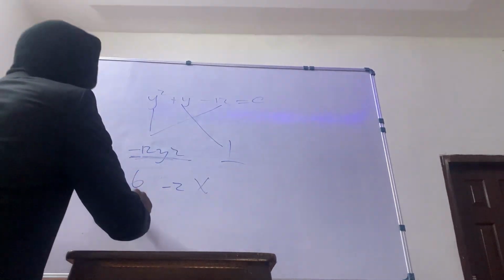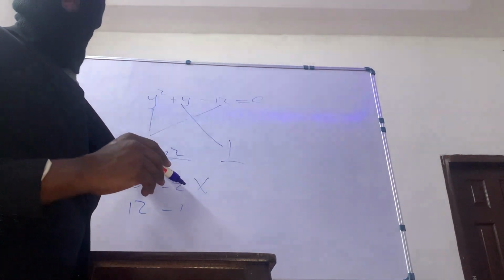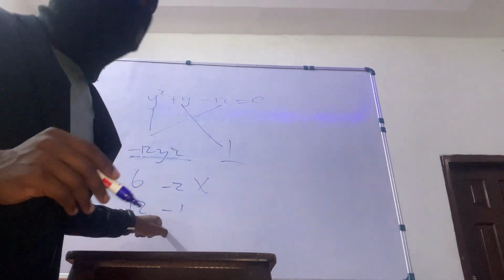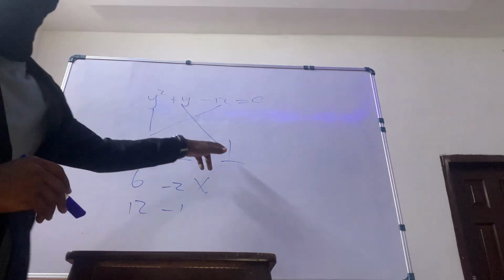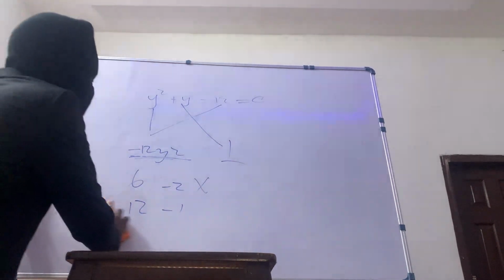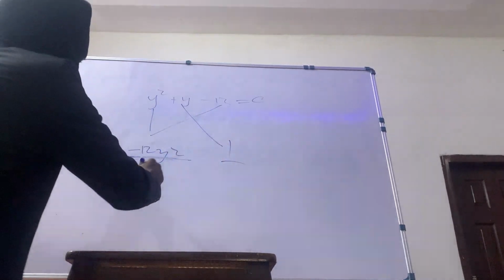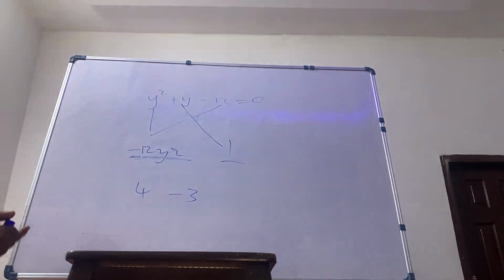We have 12 and minus 1. They give minus 12, but if I sum these two numbers, they are not going to give me 1. So automatically, we cancel them. They don't satisfy. Which leaves us with 4 and minus 3.